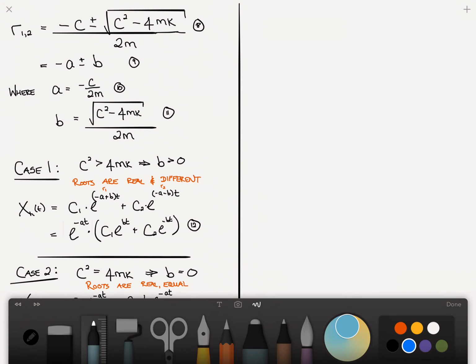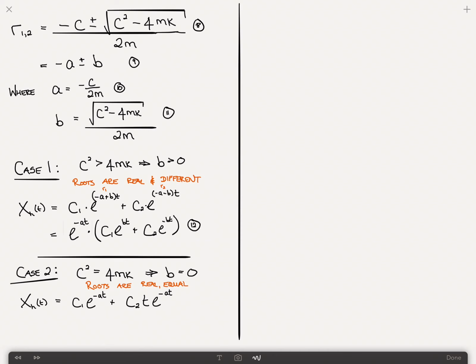I should further mention that in case 1, we call this the overdamped case. In terms of mechanical vibrations, it's known as the overdamped case. Okay, case 2 is something we call the critically damped case.